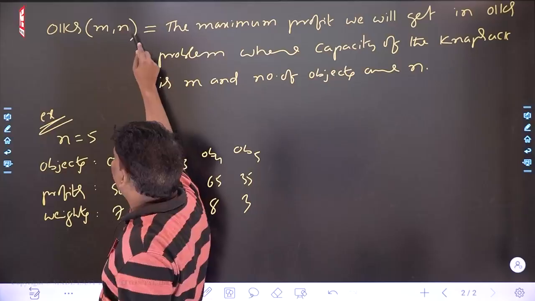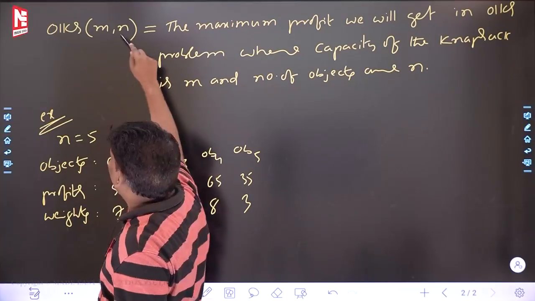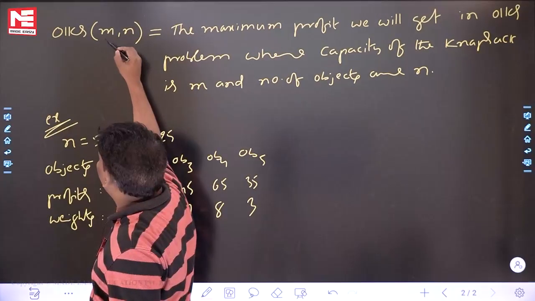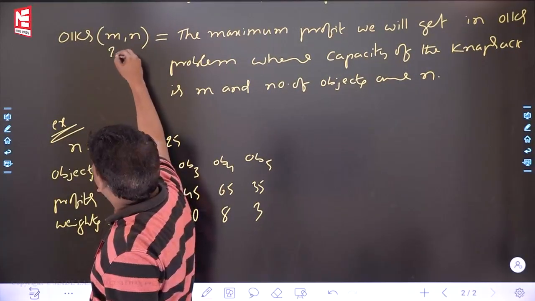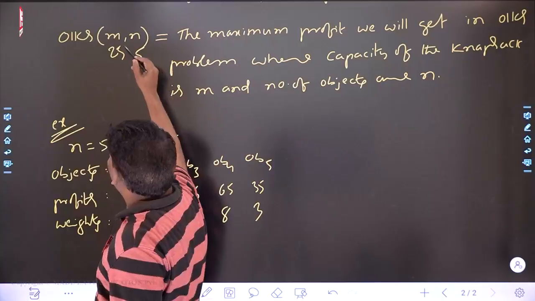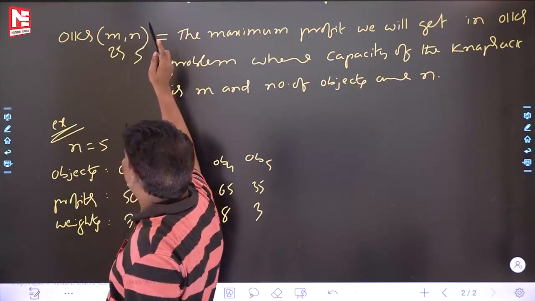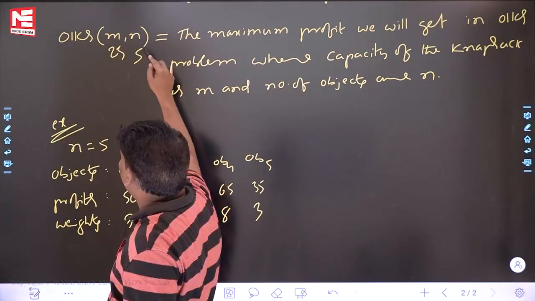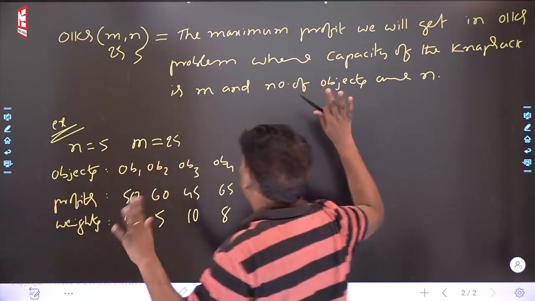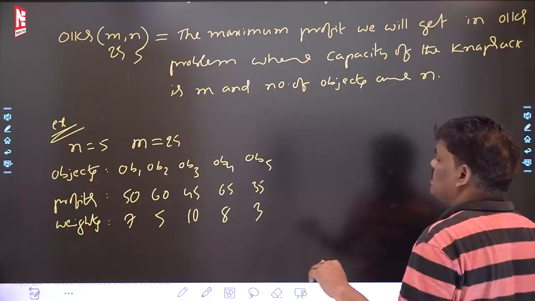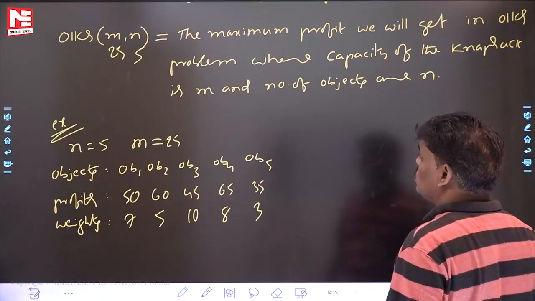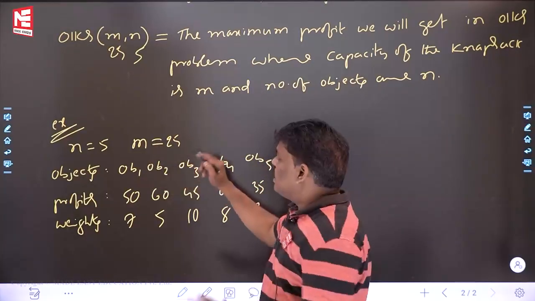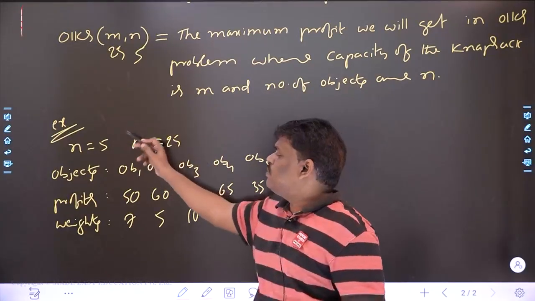0/1 knapsack of m comma n. What is the m here? 25. What is the n here? 5. So the meaning is, what is the maximum profit you will get in the 0/1 knapsack problem, where the capacity of the knapsack is 25 and the number of objects is 5? That is what they are asking. It is almost like brute force only. What is the maximum profit you will get where the capacity is 25 and the number of objects is 5?